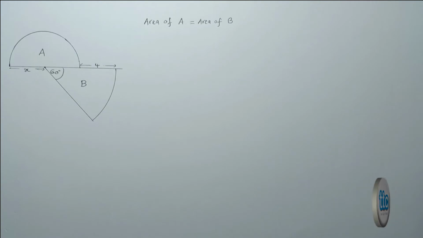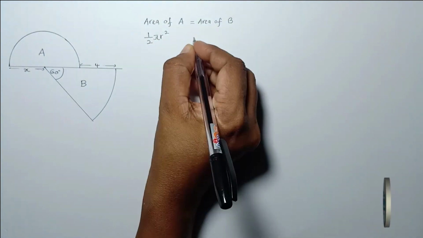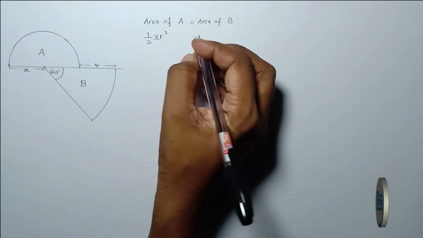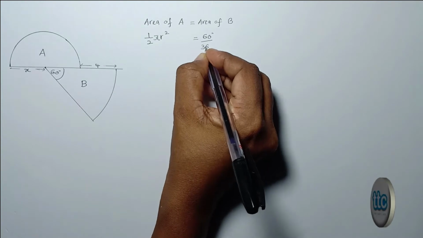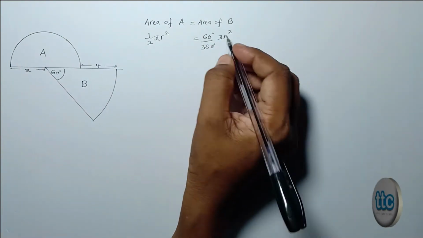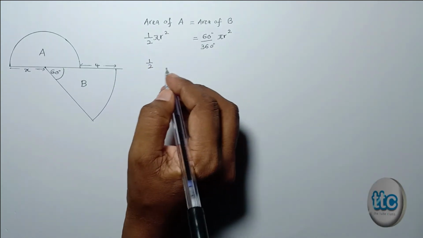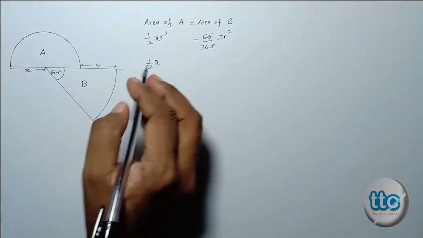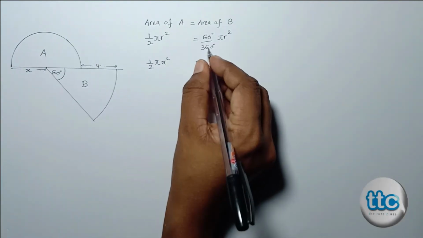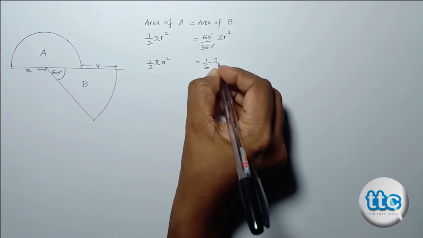How do you find the area of a circle? That is pi r squared. Therefore area of semicircle A equals half pi r squared. Area of sector, it is given the angle is 60 degrees, therefore 60 out of 360 into pi r squared. Now we will substitute values. Both sides have pi, therefore you don't need to substitute the pi value. For the semicircle r is x, therefore x squared. 60 over 360, if you simplify it, is 1 over 6 pi.